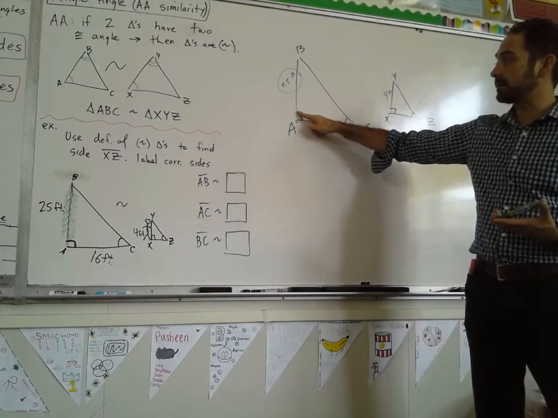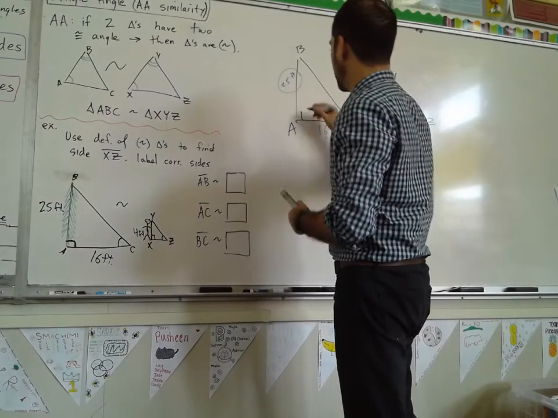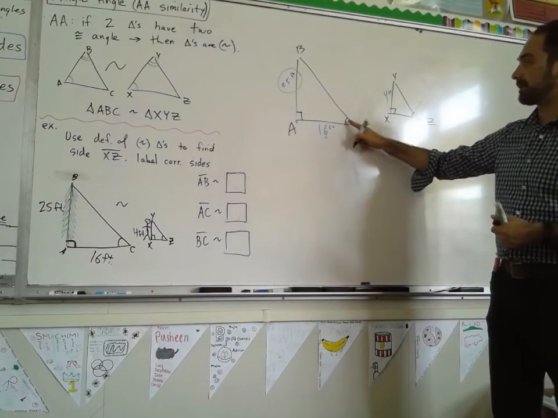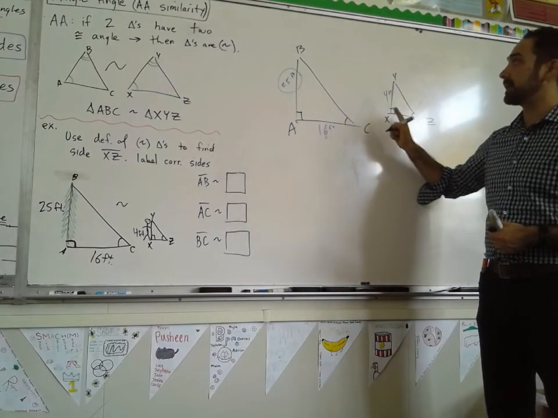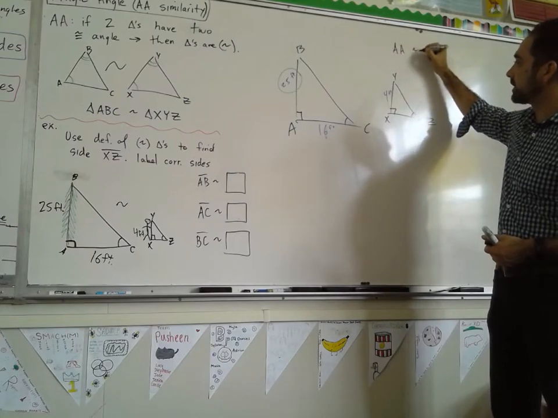Remember, the box is a right angle. Because these are right angles, we know that those are 90 degrees. We have this other angle in common. So because we have two angles in common, we know that it's similar. Okay. So now we can relate the sides.